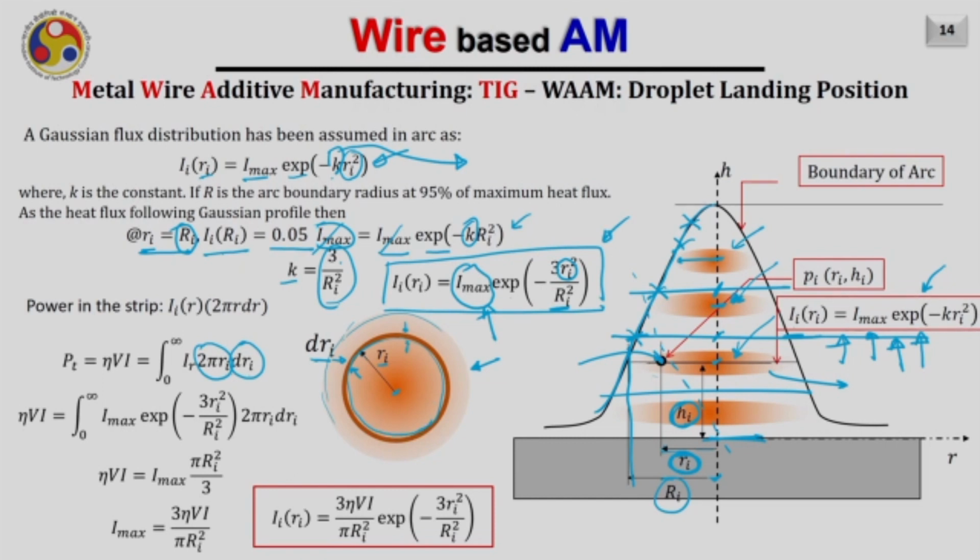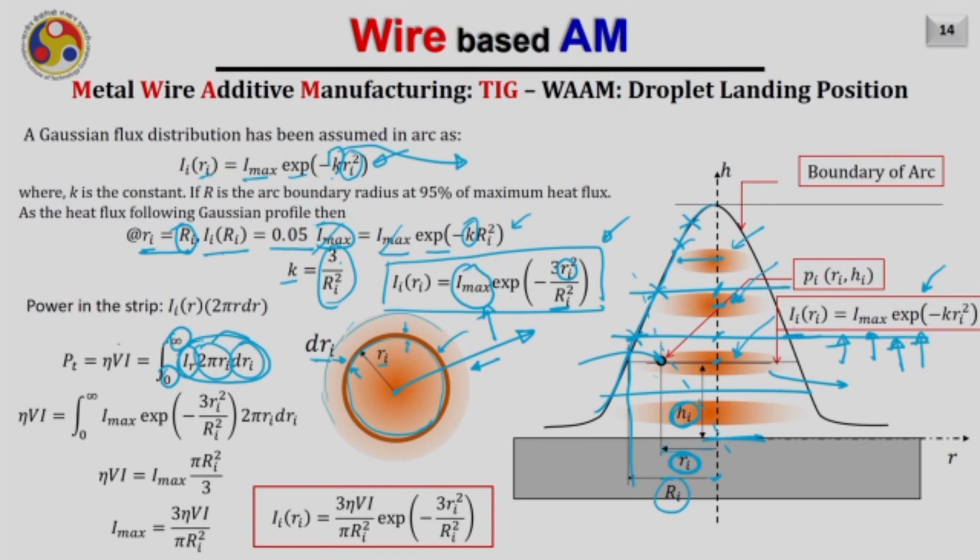Multiplying these two, I will get the area, and if I multiply this area with the intensity distribution, I will get the power in the strip. So this is the power in this tiny strip. If I integrate it from 0 to infinity, from the center to a very long distance, I will get the total power.